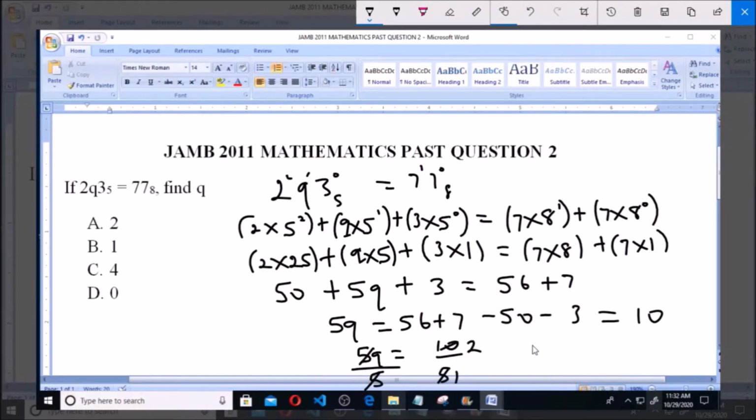So we can now say that 223 base 5 is equal to 77 base 8, because q is equal to 2.